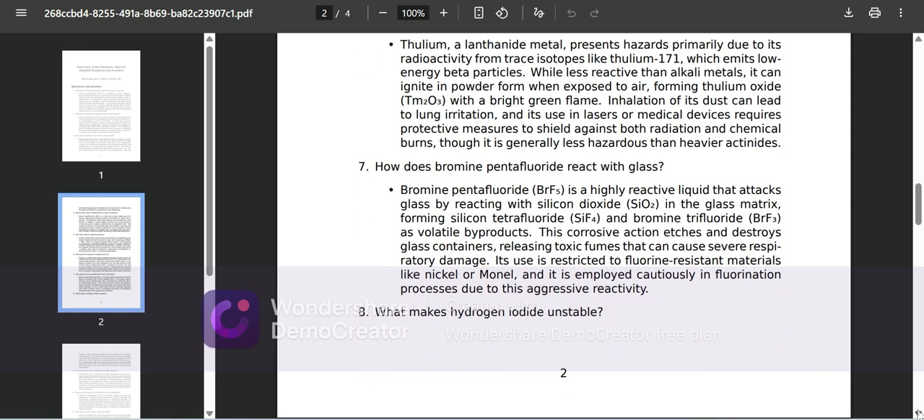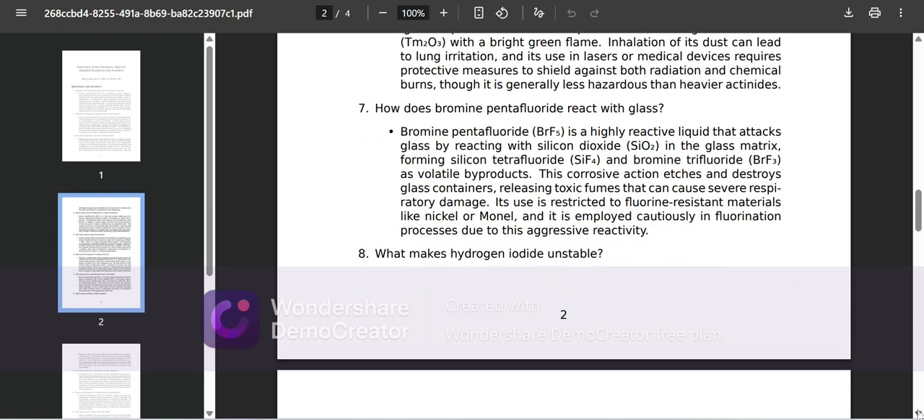How does bromine pentafluoride react with glass? Bromine pentafluoride, BrF5, is a highly reactive liquid that attacks glass by reacting with silicon dioxide, SiO2, in the glass matrix, forming silicon tetrafluoride, SiF4, and bromine trifluoride, BrF3, as volatile byproducts.